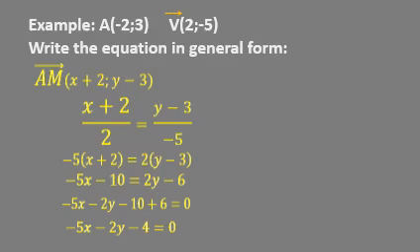If you want to check that your answer is correct, pick out from the equation the directing vector, which is (-b, a). B is the coefficient of y, which is minus 2, so minus b is 2, and a is minus 5. So (2, -5) is a directing vector, which is the same as the given one.